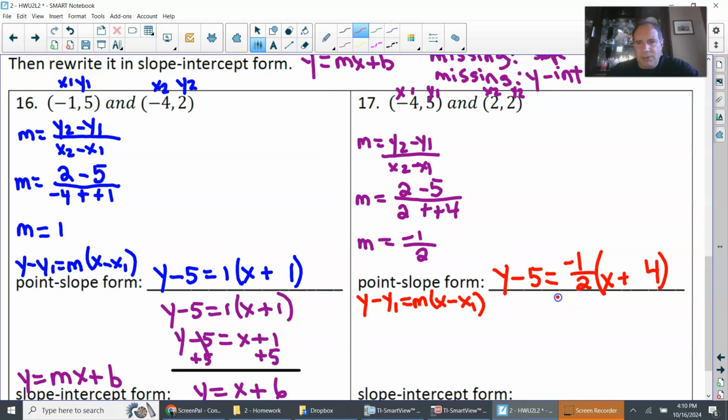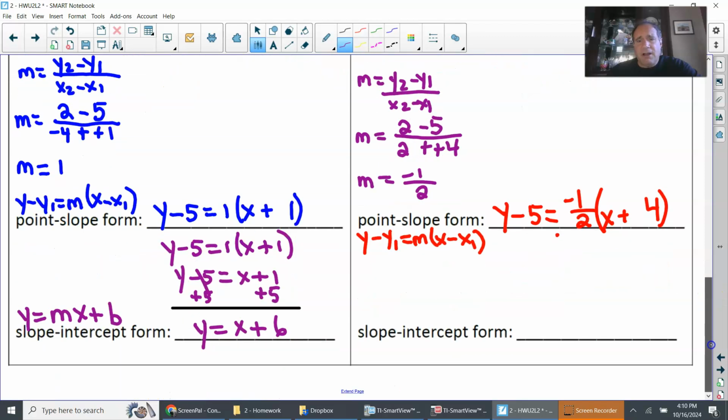And remember, you could just, all right, forget it. I'm just going to go ahead and solve it. This is your point slope form. The slope intercept form, again, is y equals mx plus b. And I'm going to rewrite this. This is y minus 5 equals negative a half times x.